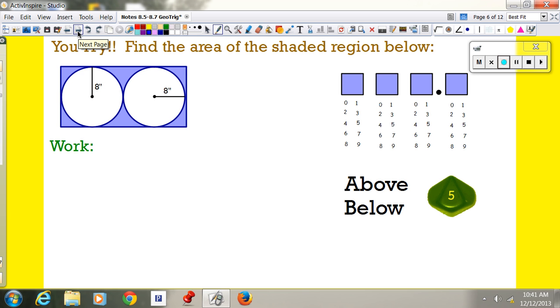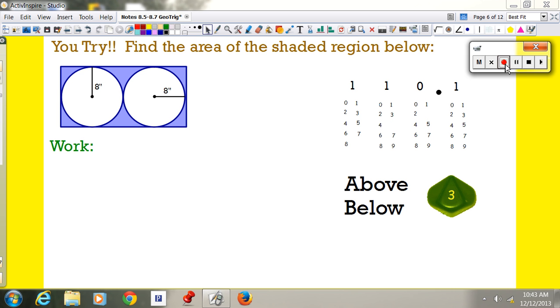Okay, find the area of the shaded part. Before we do that, I need a volunteer for a little activity.